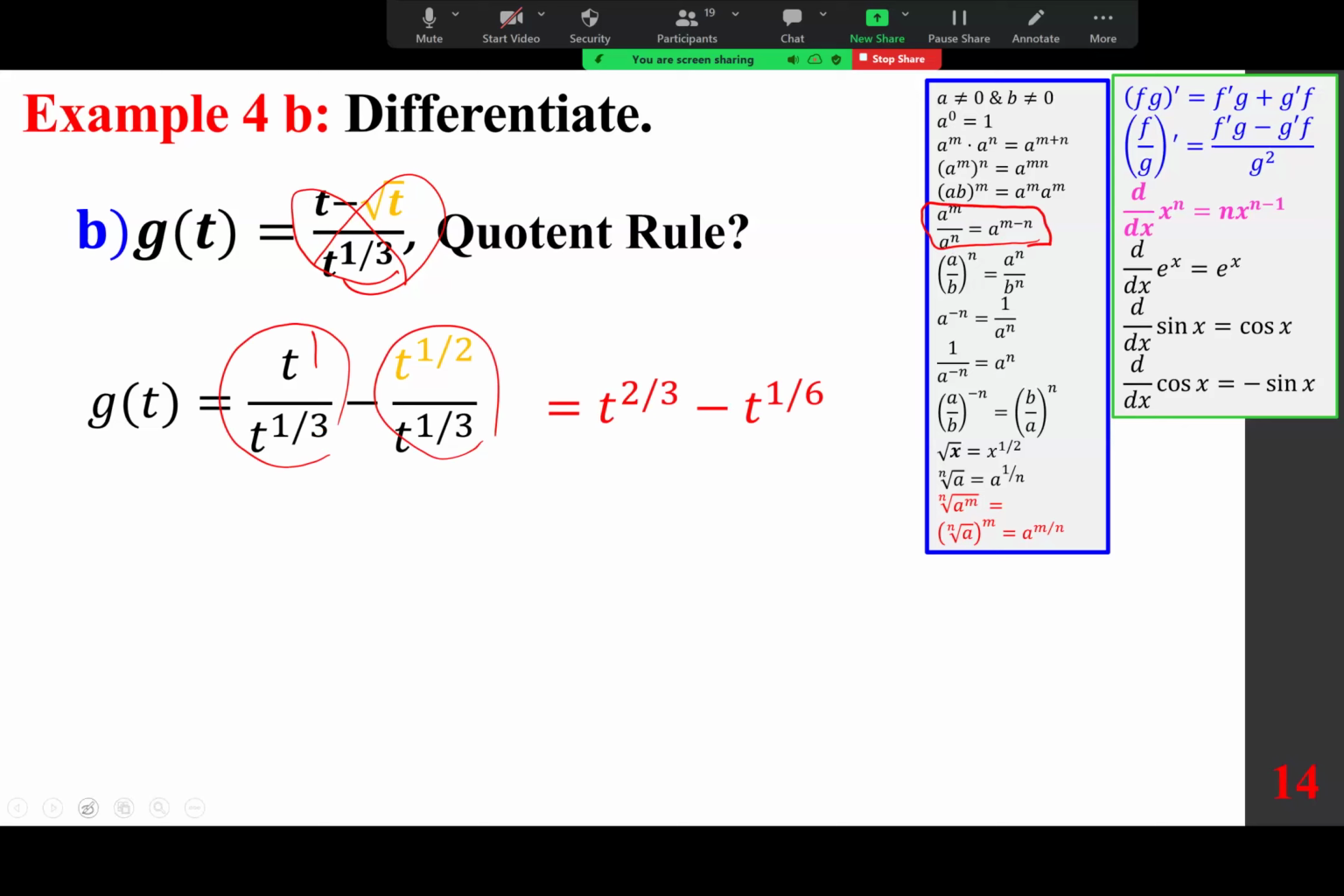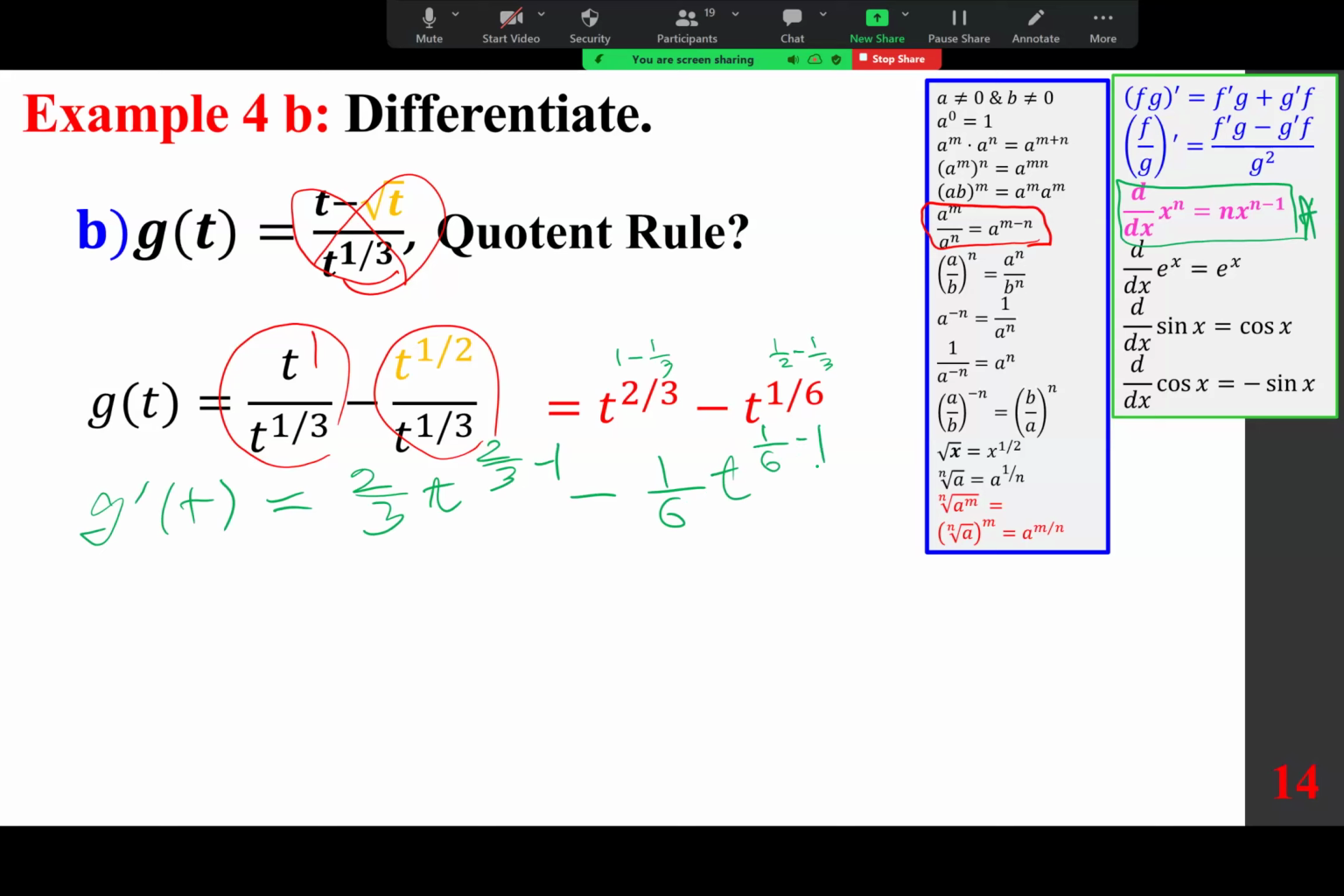So this number, everybody, 1 minus 1/3 is 2/3. This number, everybody, 1/2 minus 1/3 is 1/6. And now we are going to use the power rule. Therefore, we are going to say g prime of t is 2/3 t to the power of 2/3 minus 1, minus 1/6 t to the power of 1/6 minus 1.